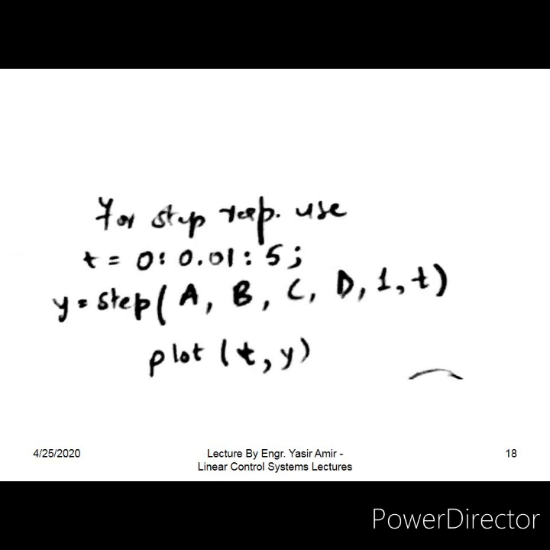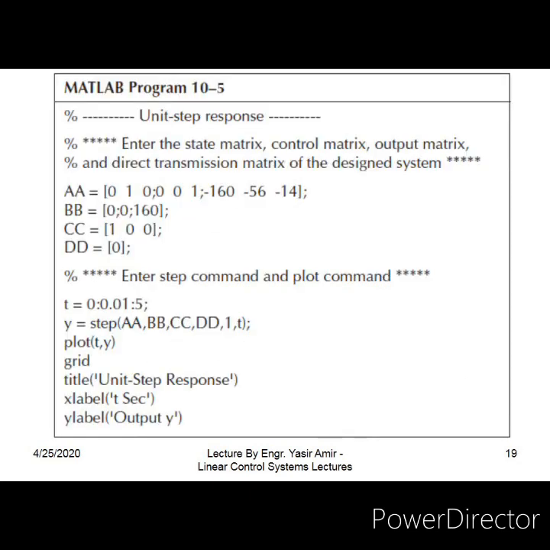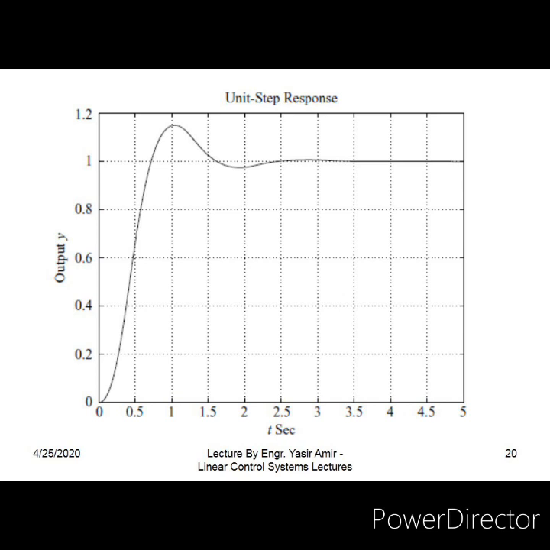You can simulate this by using these MATLAB functions and define a time variable t from 0 to 5 with a step size of 0.01, and use the step function where A, B, C, D matrices are as per the previous slide. Here we have the complete code. You can use this code to generate the step response of the system. And here we have the step response of the system, which you can see.